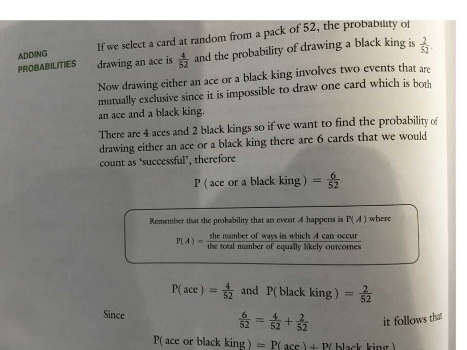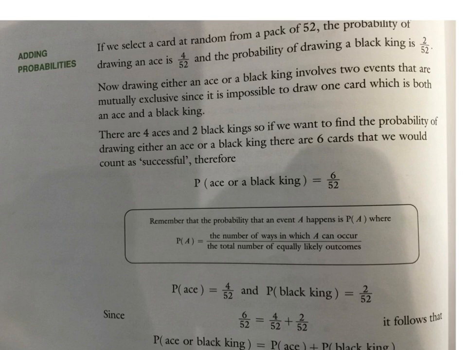Adding probabilities. If we select a card at random from a pack of 52, the probability of drawing an ace is 4 out of 52, and the probability of drawing a black king is 2 out of 52. Now, drawing either an ace or a black king involves 2 events that are mutually exclusive, since it is impossible to draw one card which is both an ace and a black king. It'll either be an ace or it'll be a black king, so they are mutually exclusive.